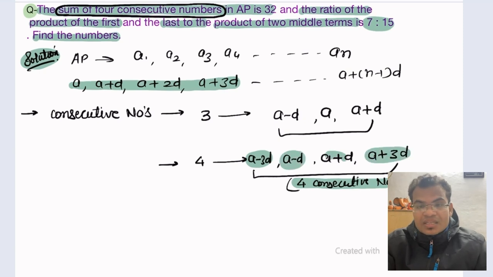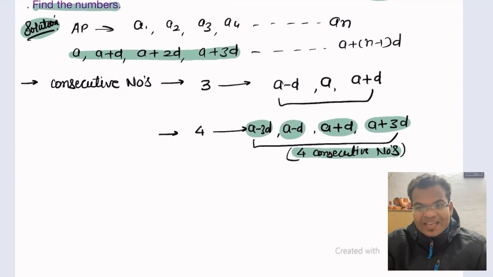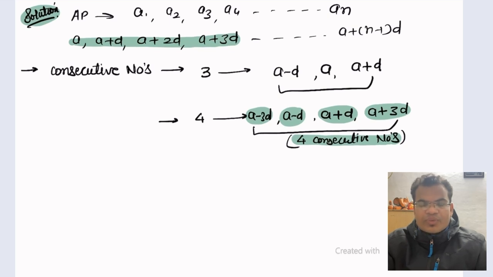But guys, why are we taking this particular case? Because when you are talking about the consecutive numbers, we have to cancel something, so that's why we are taking the combination of both negative and positive numbers. So we have to learn how to take it.